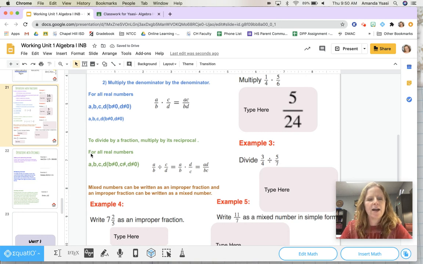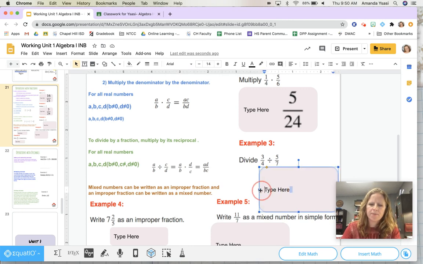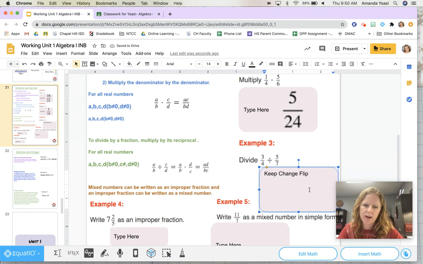And now to divide by a fraction, you are going to multiply by its reciprocal. So y'all remember, I'm going to keep, change, flip. That is our little hint there. Keep, change, flip is what we are going to do. So we're going to keep the first fraction, change division to multiplication, and then flip 5/7. So we have 3/4 divided by 5/7.